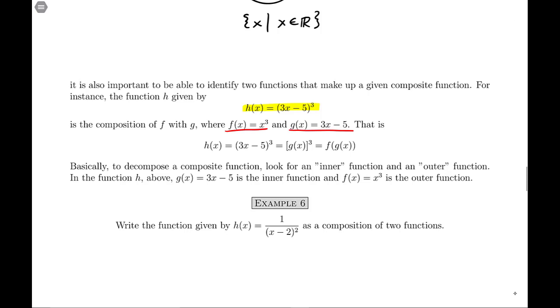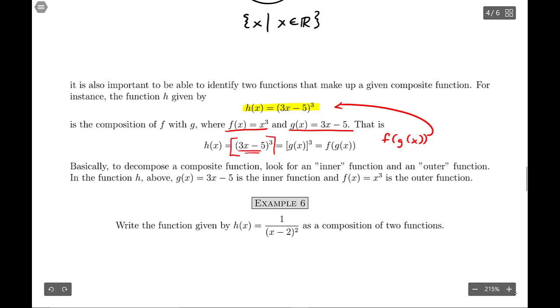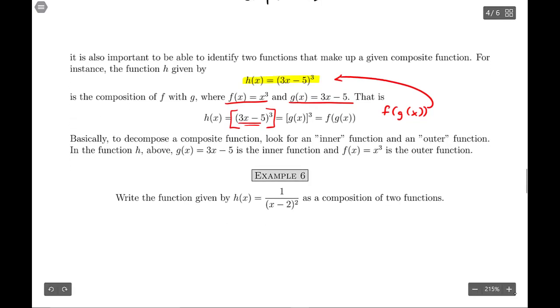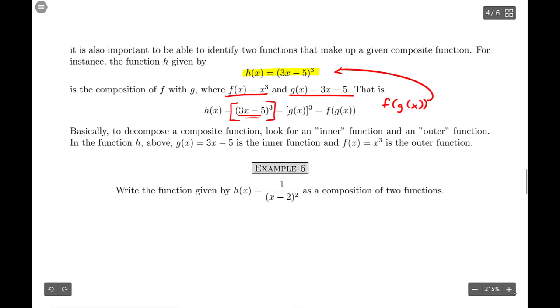So then when I compose those functions together, when I look at f of g of x, it actually takes me back to h of x. So I'm taking function g, 3x minus 5, and I'm placing it inside of function f, which is x cubed, and we have done the composition. And here is a thing to help you out. Basically, when you want to decompose a composite function, you look for an inner function and an outer function. So in the function above, g was our inner function, f was our outer function, and that's all you need to do.